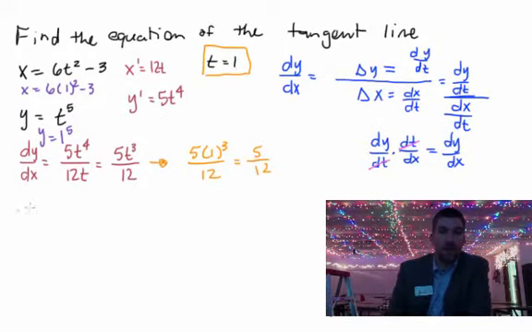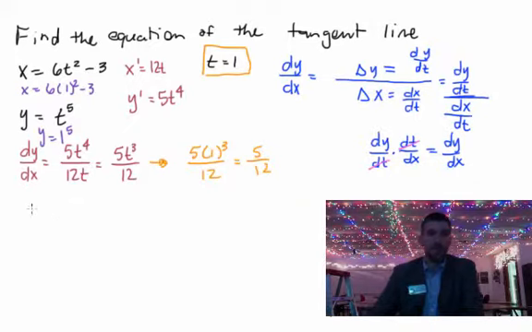And if I'm going to write the equation of a line, I need three things. I need an x coordinate, I need a y coordinate, and I need a slope. If I've got these three things, I can write the equation of a line. Well, my x coordinate is going to be 6 minus 3, or 3. My y coordinate is going to be 1 to the fifth, or 1. And my slope is 5/12.